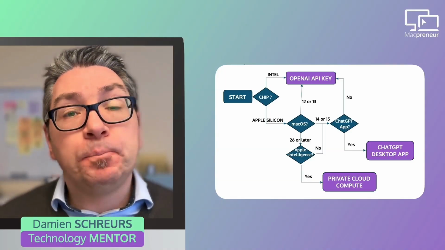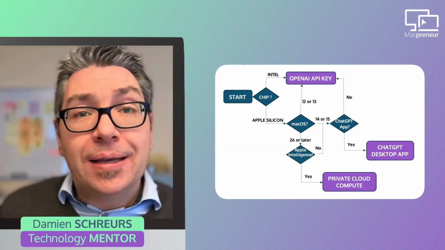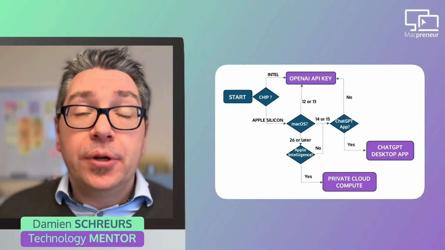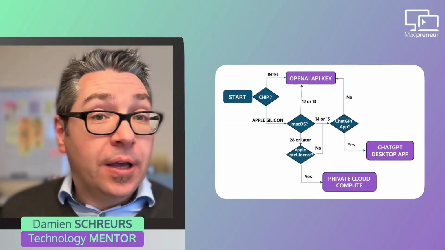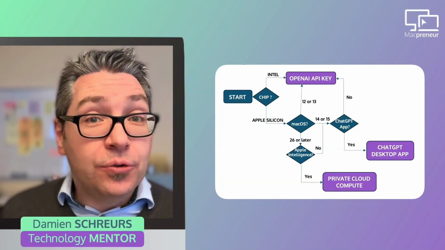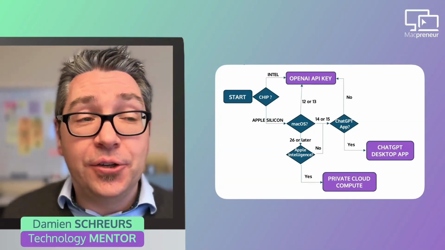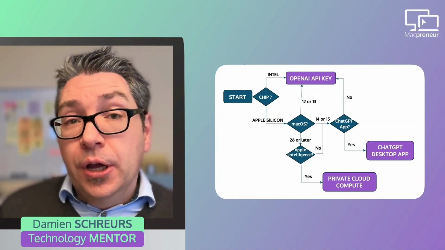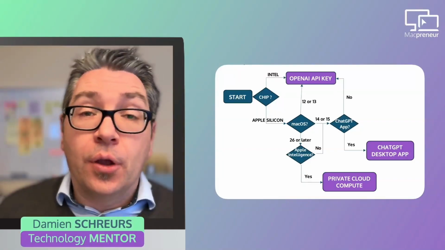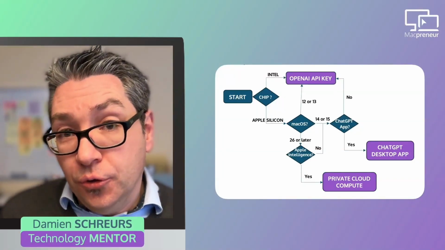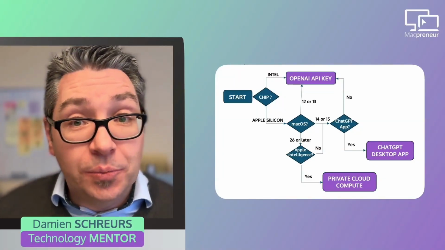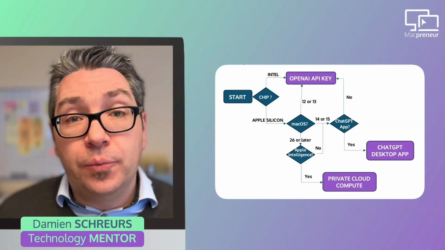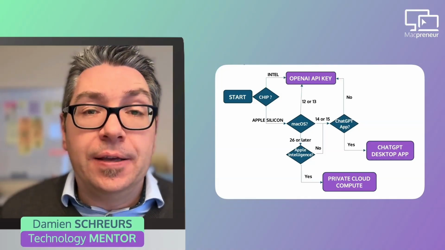OpenAI API key. And finally, if your Mac is on macOS 26 Tahoe or later, then it will check if Apple Intelligence has been activated. If it sees that it's activated, then it will use Private Cloud Compute. It's a highly secured cloud environment, fully controlled by Apple, where they will run a large language model. Otherwise, the automation will check again if the ChatGPT app has been installed to see if it can use it or if it needs to revert back to using an OpenAI API key.